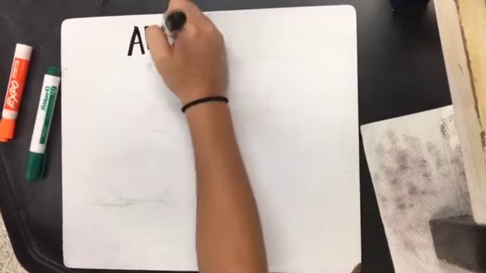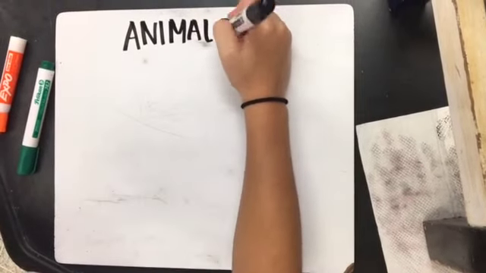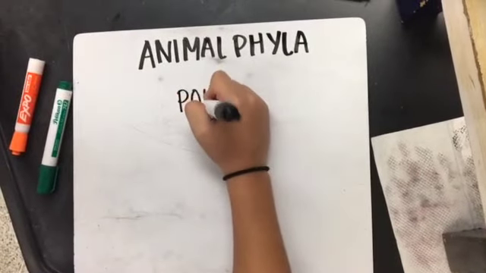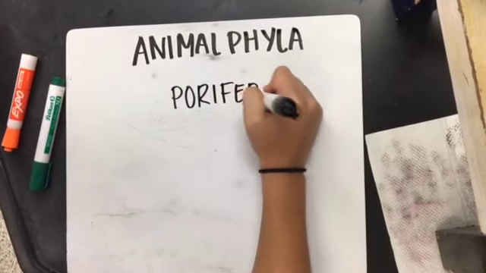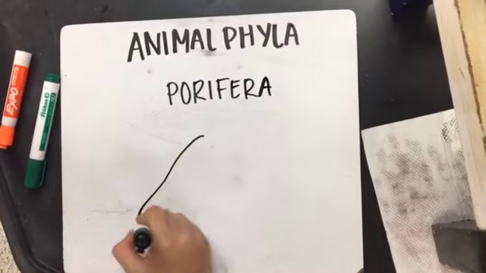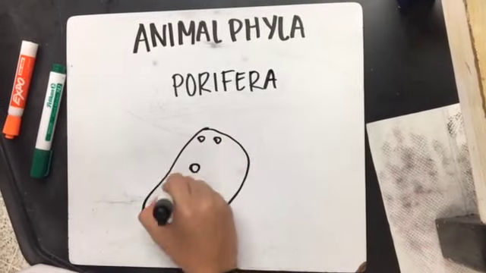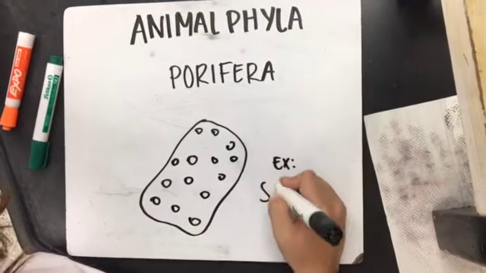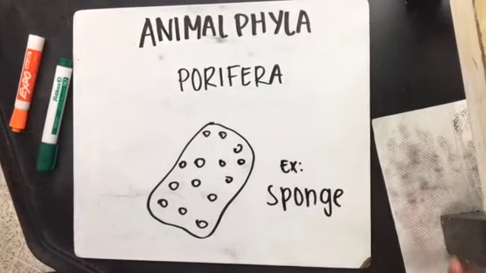Animal phyla, Porifera. They are multicellular organisms that have bodies full of pores and waterways, which allow water to flow fluently through the body. They do not have any nervous, digestive, or circulatory system. They are aquatic creatures. Examples are sponges.